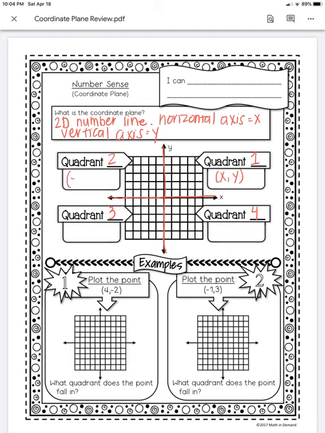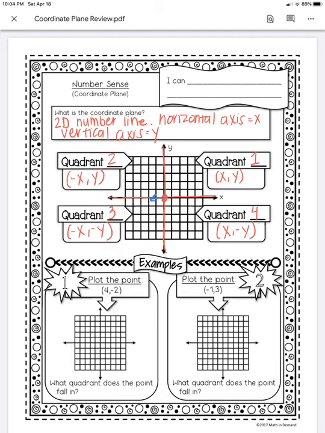However, in quadrant 2, since you are going to the left of the origin, remember the origin is at the center where the x and y axes cross, and it's 0. And if you go to the left of 0, you're getting into those negative numbers. However, in quadrant 2, you're still going up on the y, so it still has a positive y value. In quadrant 3, you've got a negative x and a negative y value. And in quadrant 4, you have a positive x and a negative y value.